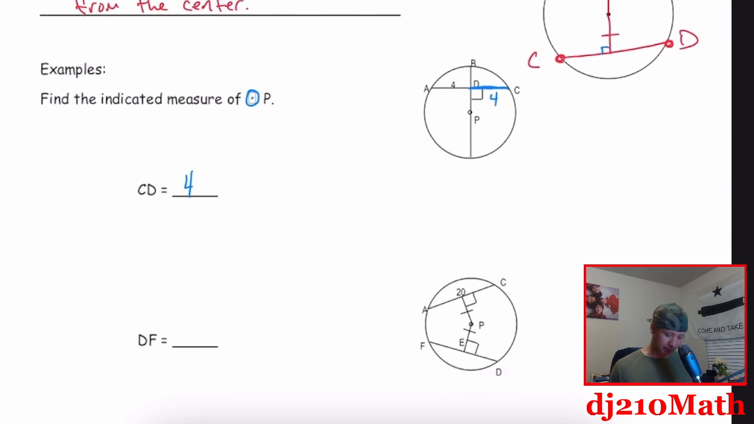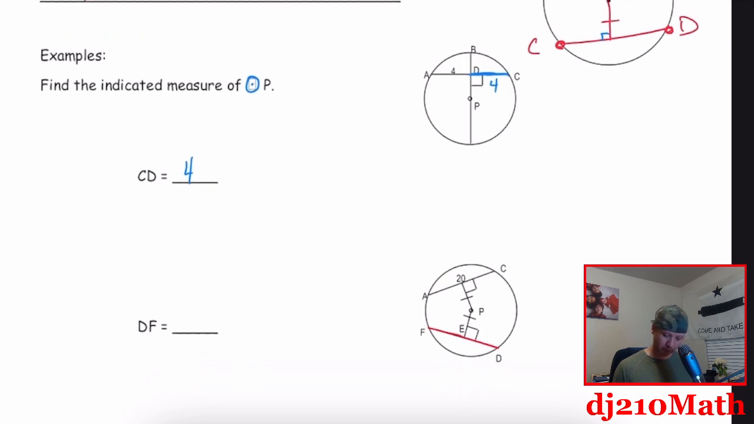All right, DF. DF is this chord here. And this kind of looks like the picture that we drew earlier. The only number they give us is 20, so AC is 20. They're equidistant from the center. Therefore, FD, or DF in this case, is also 20. So as long as you know what conditions make the specific features equal, that's what you've got to kind of focus on here.